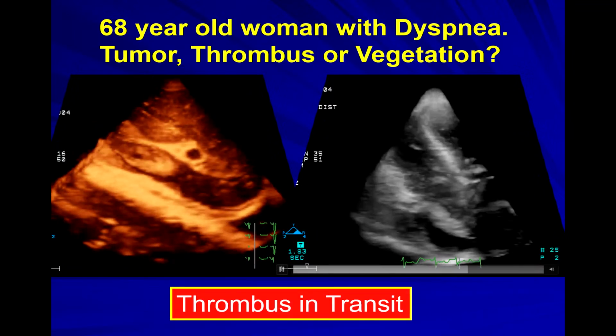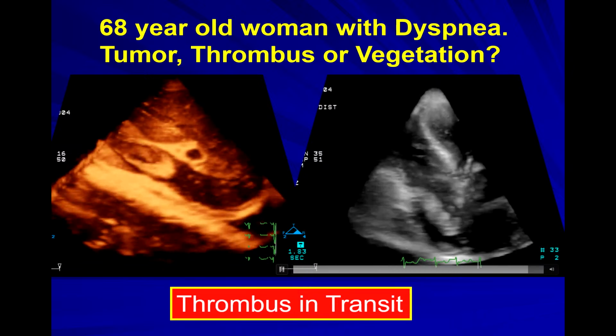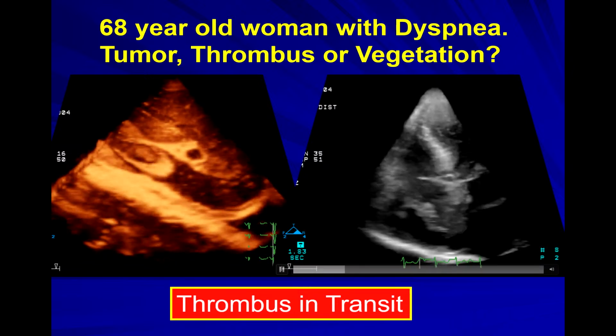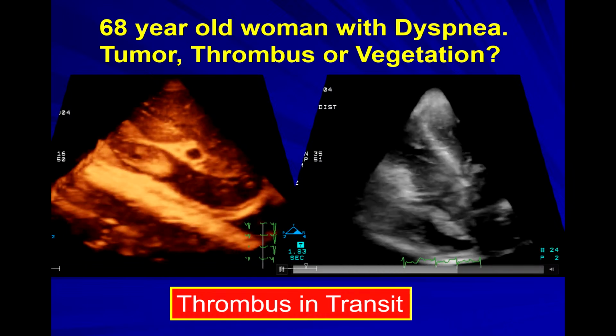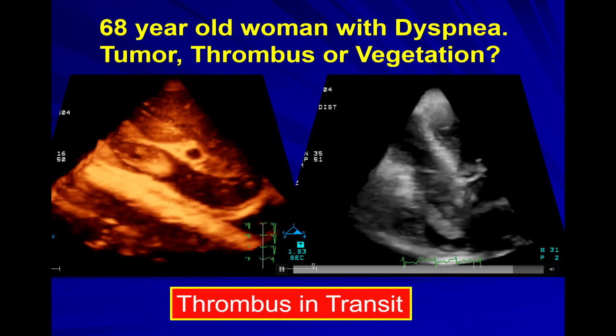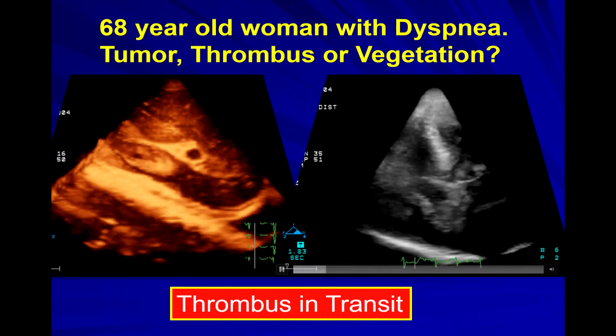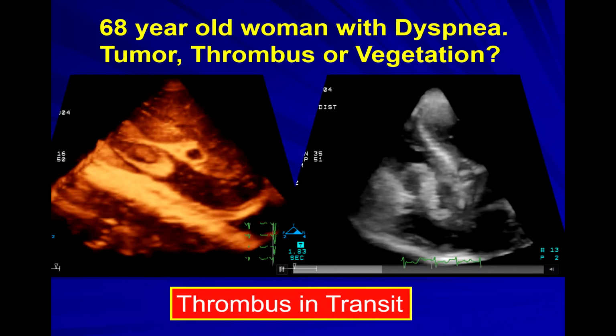This is a 68-year-old woman who came in with dyspnea, and you can see she has a very spherical-looking mass in her IVC in the left-hand panel. In the right-hand panel, you can see that very spherical mass is now in the right atrium and trying to make its way across the tricuspid valve into the right ventricle.